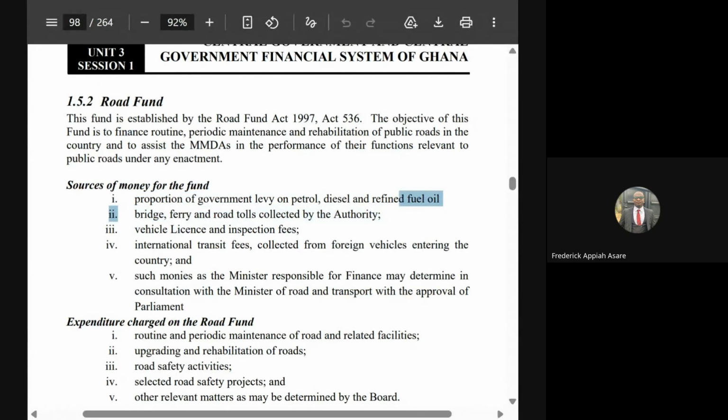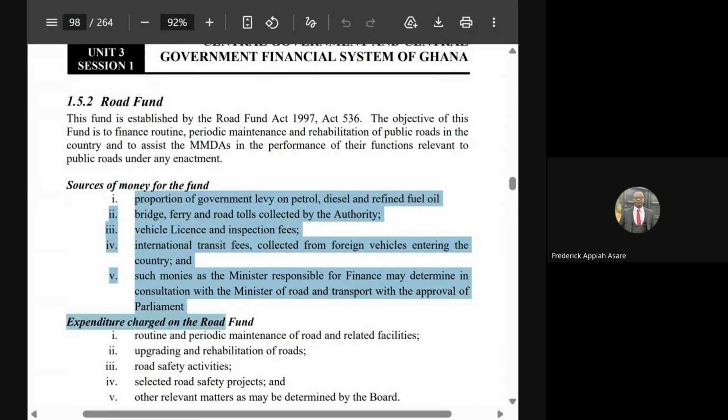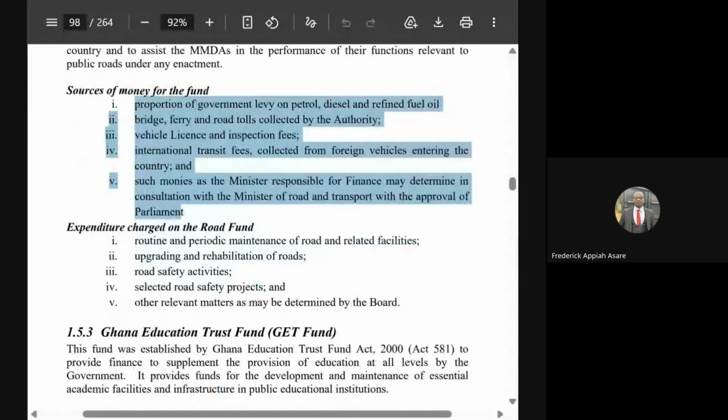So initially we had road tolls, and the money that they collected went to the road fund. We have vehicle license and inspection fees. So if you go to the DVLA to register your vehicle or do a license for your vehicle, the amount that you pay, part of it will go to the road fund. The international transit fee, all these are sources that we use to fund the road fund.